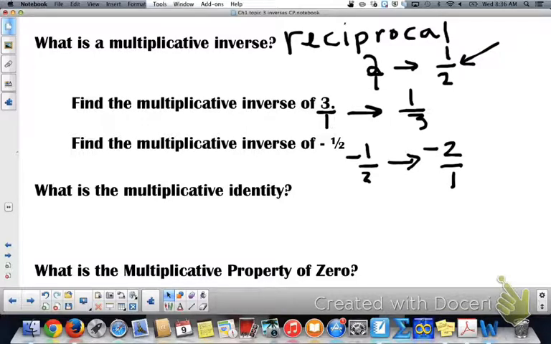Now the multiplicative identity. What can you multiply any number by and still get the same number? 1. 1 is the multiplicative identity. Anything times 1 doesn't change.